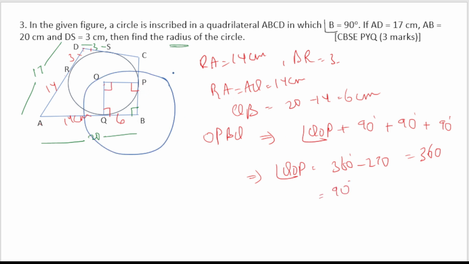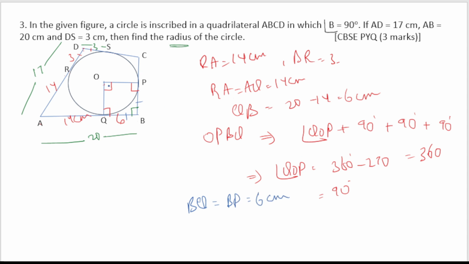And if you see this part, point B is an external point, right? So tangents drawn from an external point to the circle are the same. So BQ is equal to BP. It is 6 centimeters. Okay.